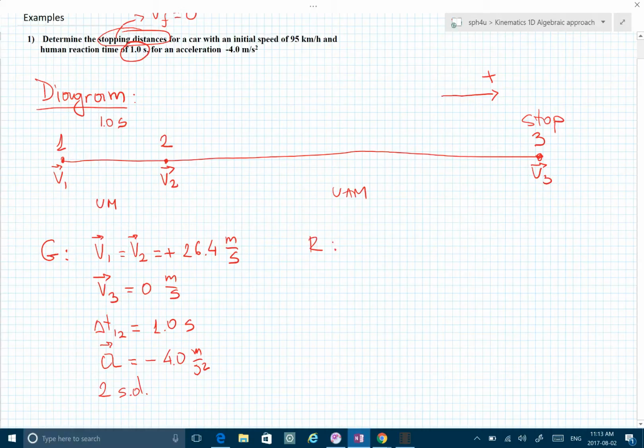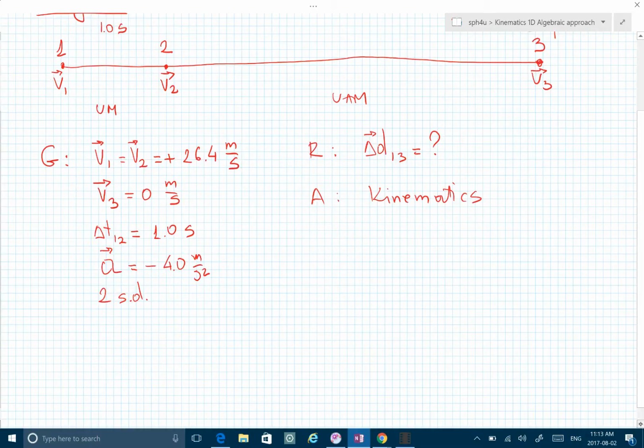So what is required of me? It says the stopping distance, which means the distance or the displacement from point 1 to point 3, all of it. All right, so there you go. I did those first steps of the problem solving. What physics do I have to deal with? Well, I'm dealing with kinematics in this case, so I have to use some kinematics equations.